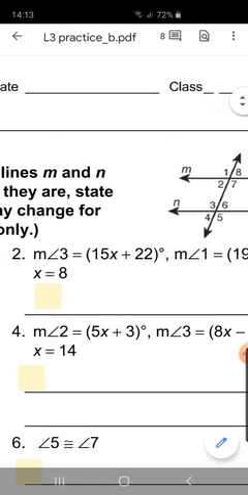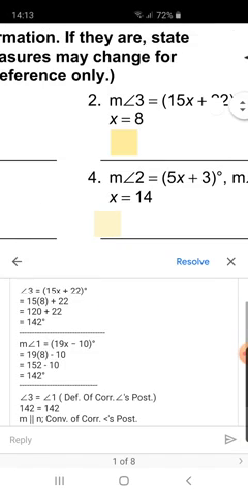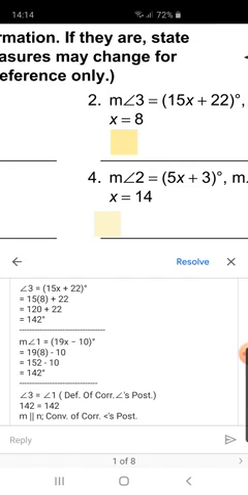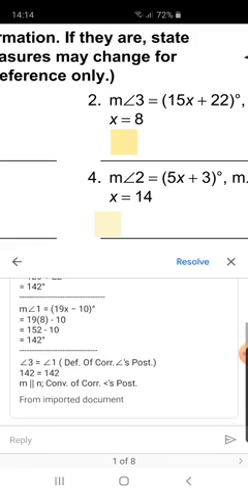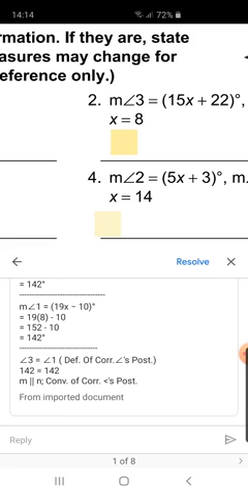Let's see what the steps are. First you need to find out what angle 3 is. All you need to do is 15x plus 22. They already gave in the question x is equal to 8. So you need to replace x with 8. Substitute 8 for x. Once you solve that, you will get 142 degrees, which means angle 3 is 142 degrees. Now let's find out angle 1.